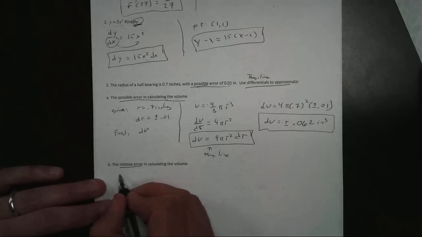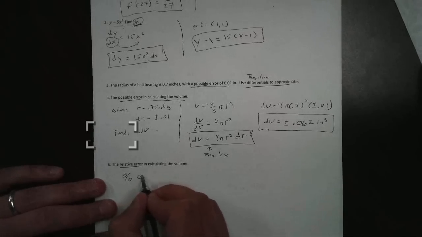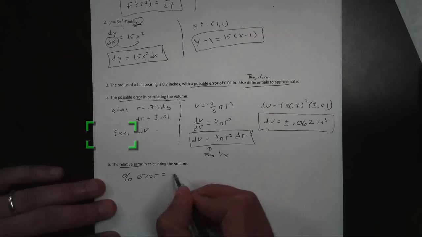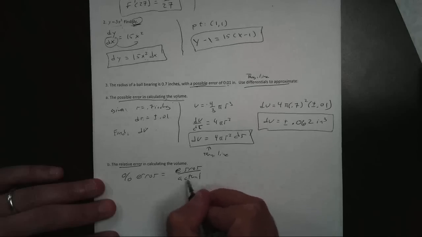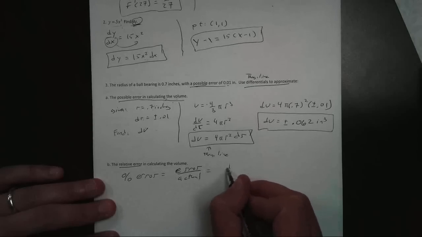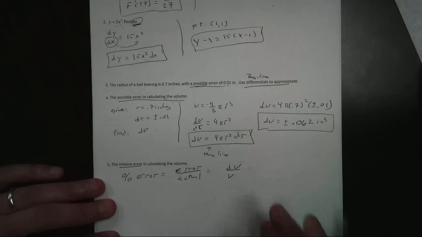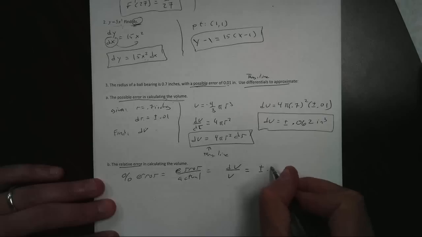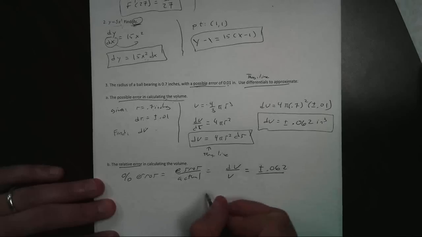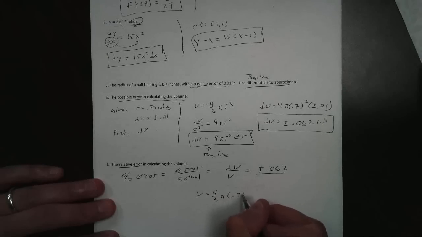So relative error, we sometimes call that the percent error. And that's just going to be the error that you found over your actual value. So in other words, for us, it's dV over the actual volume. If I write down my dV, I get plus or minus 0.062. I've got to get the volume, that's 4/3 pi, the radius is 0.7 cubed, and that's what goes here.